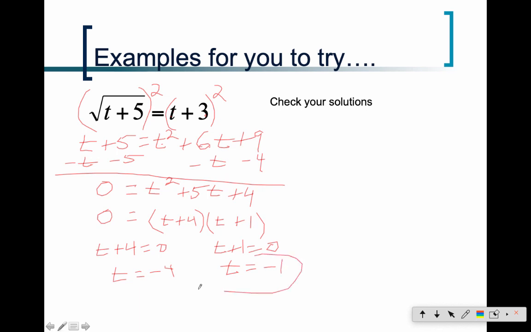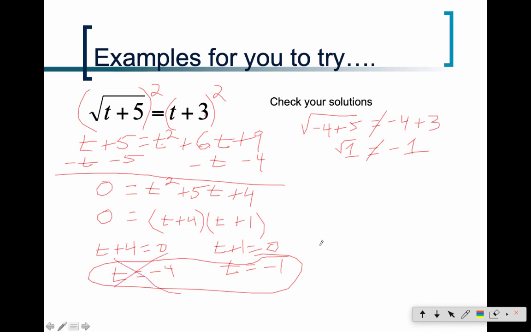With these ones, it is so important that we check our work. As I go up here and say the square root of -4 plus 5, is that equal to -4 plus 3? You already should be saying this is a red flag, because it's the square root of 1 equals -1, and that's 1 equals -1, and that's not true. And -4 is an extraneous solution. We just X it out. You do not need to erase that part of the problem. It's part of the problem, but we did it fine.